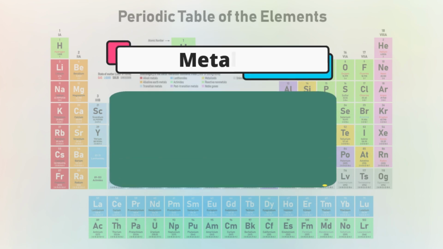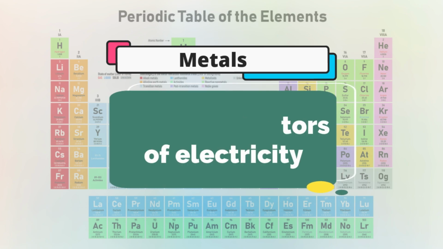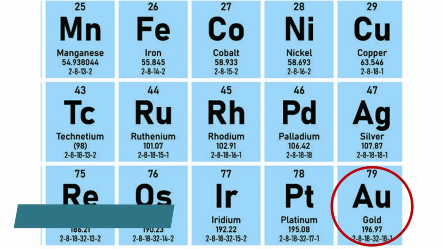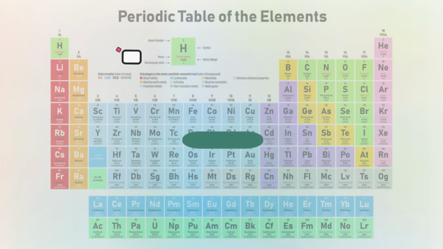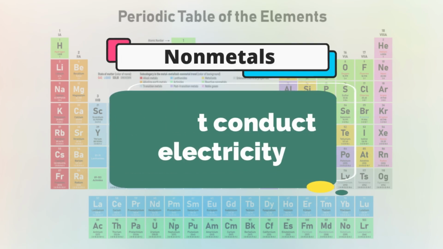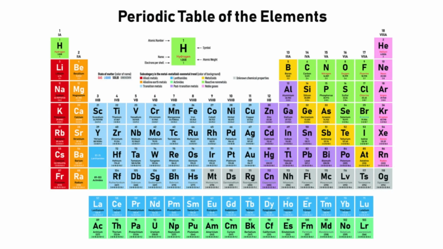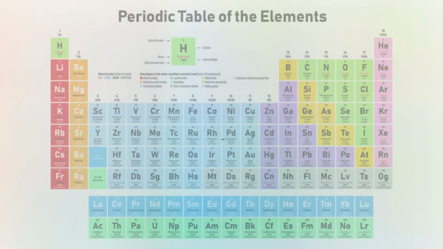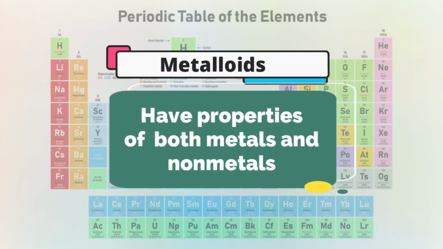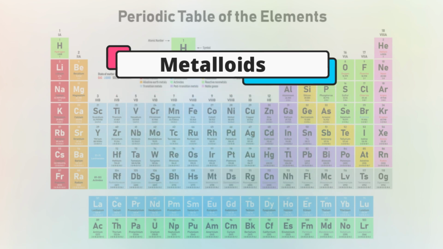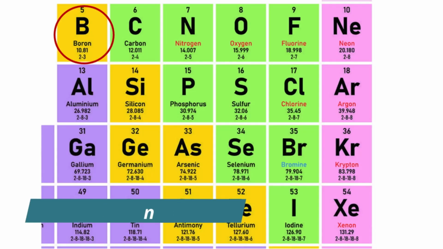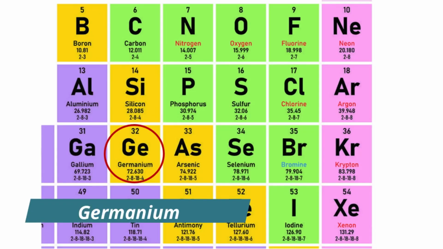Metals are elements that are good conductors of electricity. Examples of metals are iron, gold, and silver. Nonmetals are elements that do not conduct electricity. Examples of nonmetals are nitrogen, oxygen, and hydrogen. And finally, the metalloids, which have some properties of both metals and nonmetals. They are referred to as semiconductors. Examples include boron, silicon, and germanium.